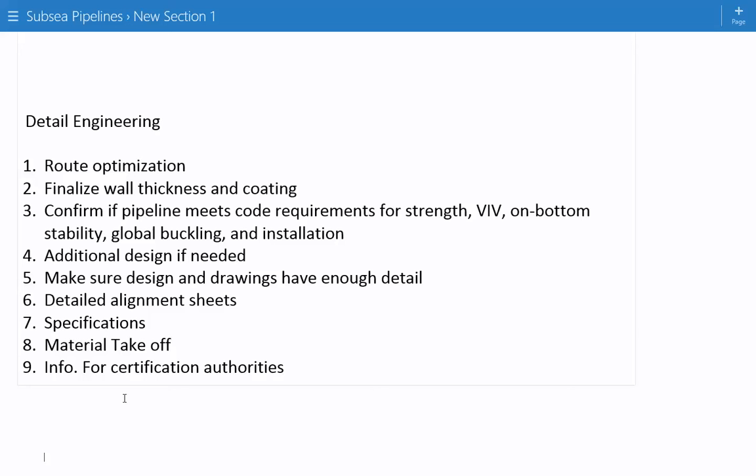Sixth, you have to prepare detailed alignment sheets based on the most recent survey data available. Seventh, you need to have developed the specifications, which cover materials, coating applications, and construction activities such as pipe lay, survey, welding, riser installation, spool piece installation, subsea tie-in, subsea structure installation, and commissioning. Eighth, you want to have a final material takeoff and compile the necessary requisition information for the procurement of all materials, and hopefully the long lead items have already been ordered in the preliminary engineering phase. And last, you're preparing any other additional information required for certification authorities and government or regulatory agencies.